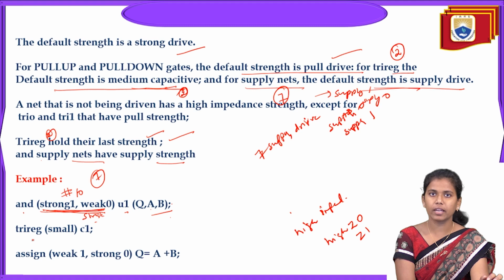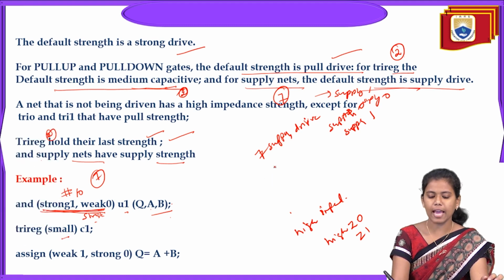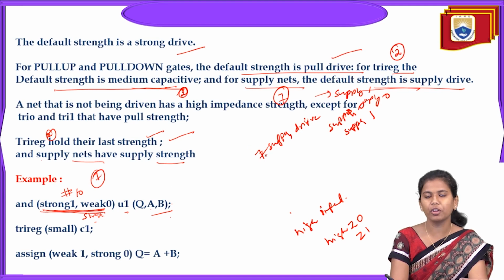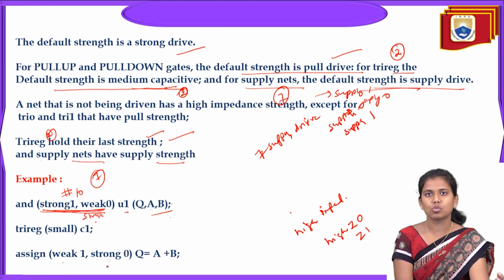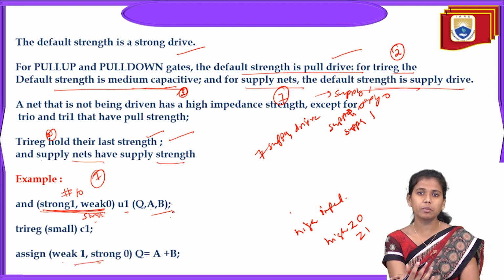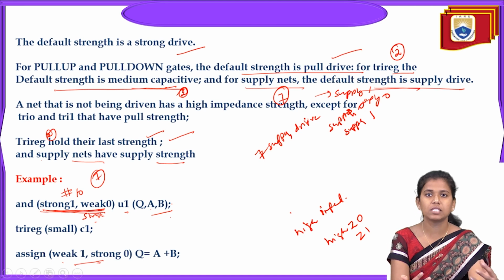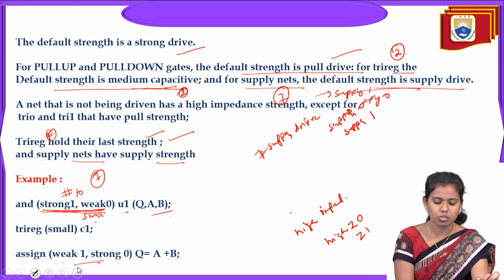Okay, and then Trireg. For Trireg, the condition goes with this is small. So compared to the cap strength, for this module, the cap strength is medium, the cap strength is small. Okay, small C1. And assign is a keyword where we have to use the keyword assign. Assign keyword weak 1 and strong 0. So here the weak 1 and strong 0 is nothing but the discrimination between the signal strength based on the level and the propagation.